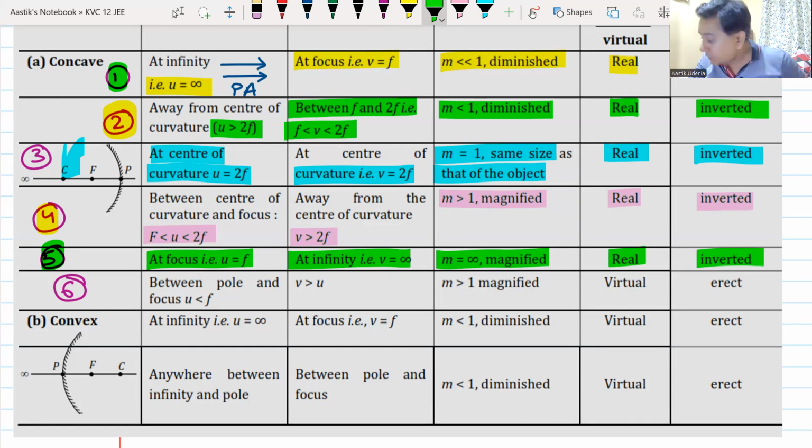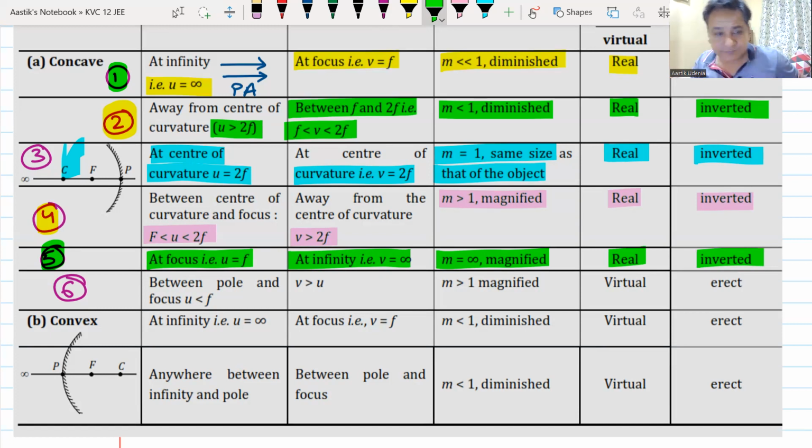Yes, sir. I hope everyone is noting it down at the same time. Have you noted it down? 1 and 5 are opposite of each other. 2 and 4 are opposite of each other. 3 has no companion because it is very peculiar. Image and object, object and image. Same point, same position. Magnification 1, same size. Well done. This is equal.